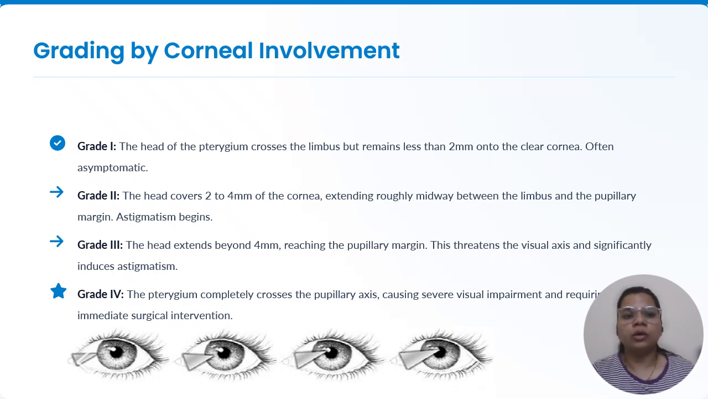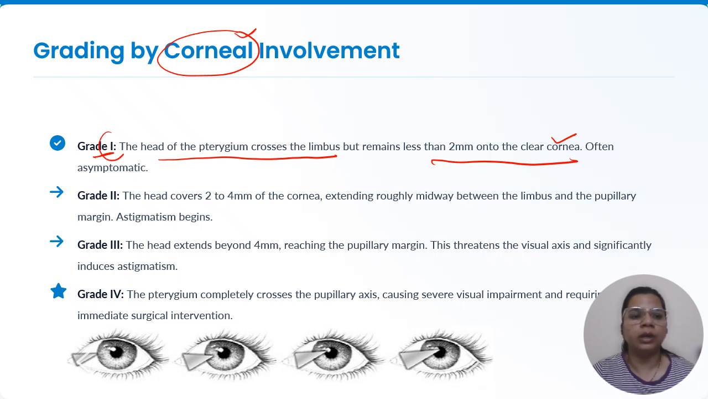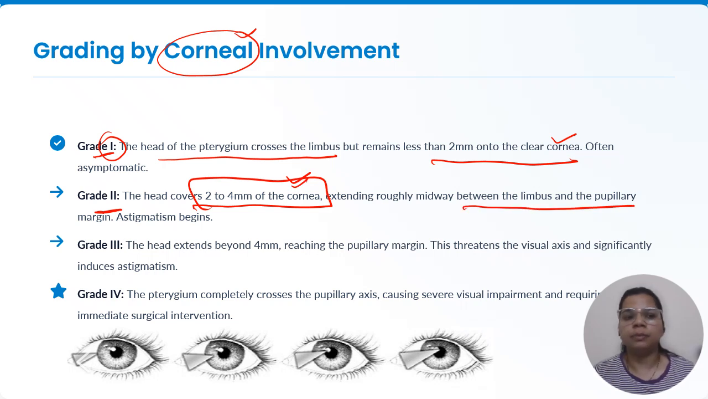Next, on the basis of corneal involvement, there is a grading. First, if the head of the pterygium crosses the limbus but extends less than 2 mm onto the clear cornea, it is grade 1. Grade 2 is when the head covers 2 to 4 mm of the cornea, that is midway between the limbus and the pupillary margin.